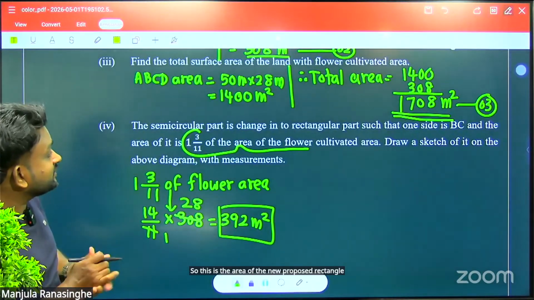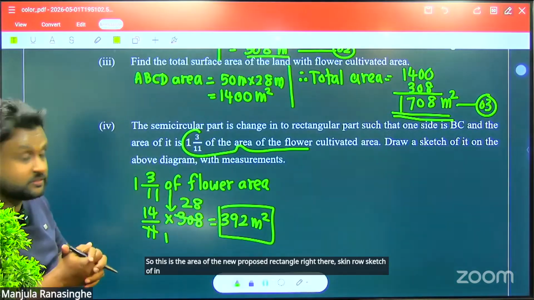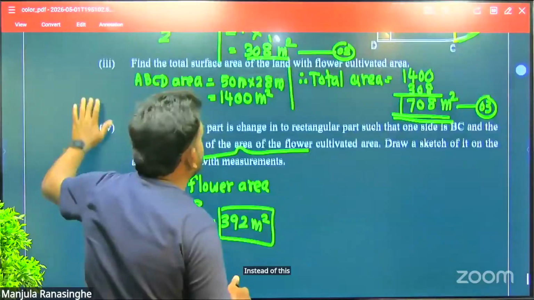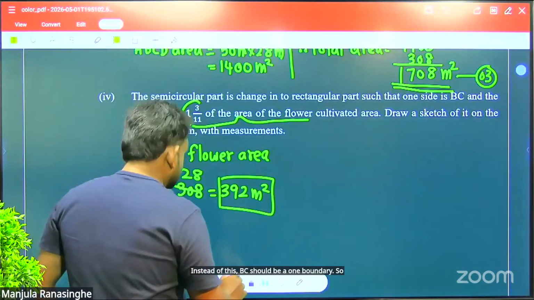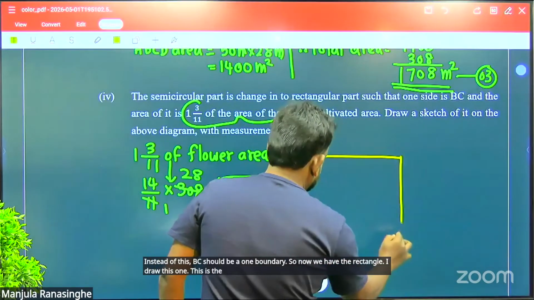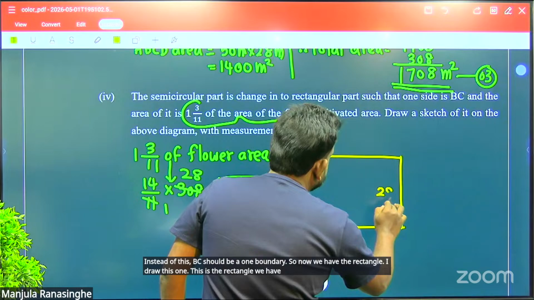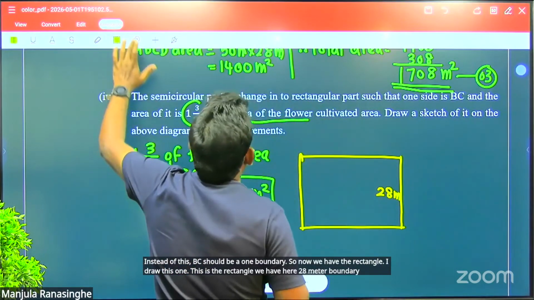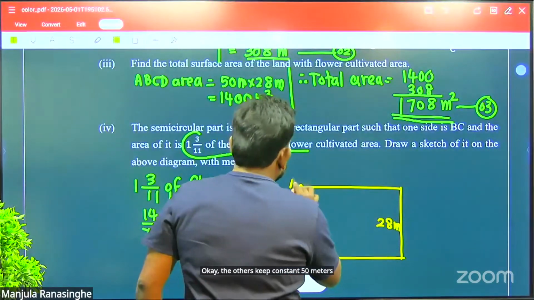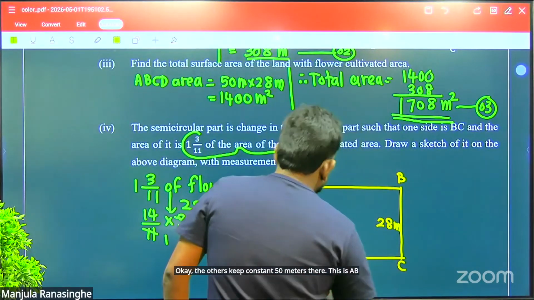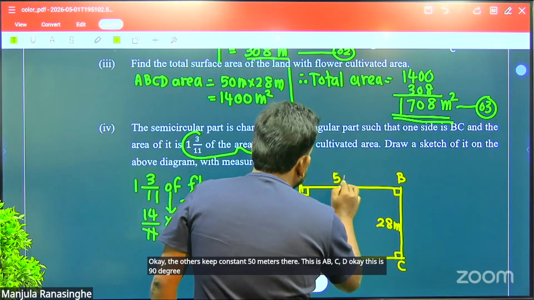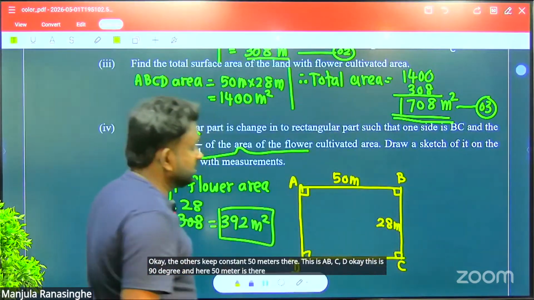Okay, right? They ask to draw a sketch of the above with the measurements. Now instead of this, BC should be one boundary. So now we have the rectangle. I draw this one. This is the rectangle we have. Here a 28-meter boundary proposed. The others keep constant, 50 meter is there. Okay, this is AB, CD. This is 90 degrees, and here 50 meter is there, here 28 meter there.